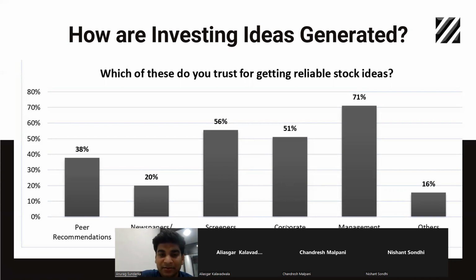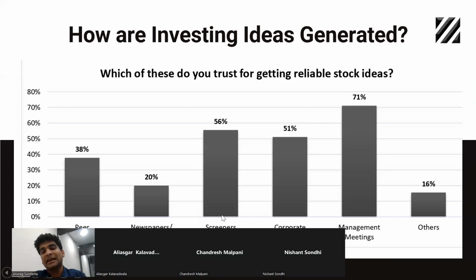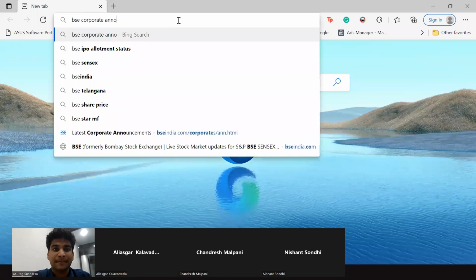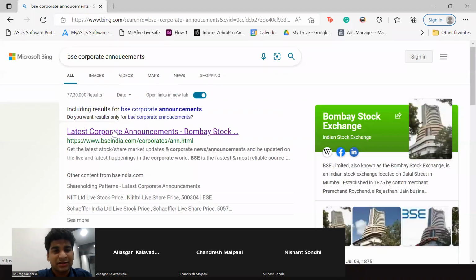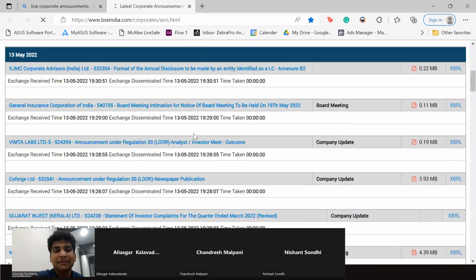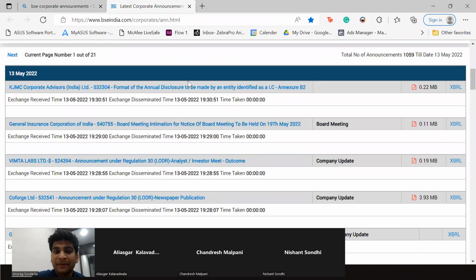Next, corporate announcements. Companies constantly make announcements. Let me actually show this to you. There's a site called BSE Corporate Announcements. Let's just search for this. Every day, BSE, the Bombay Stock Exchange, carries a lot of these announcements by different companies. So analysts have to keep constant track of these announcements.